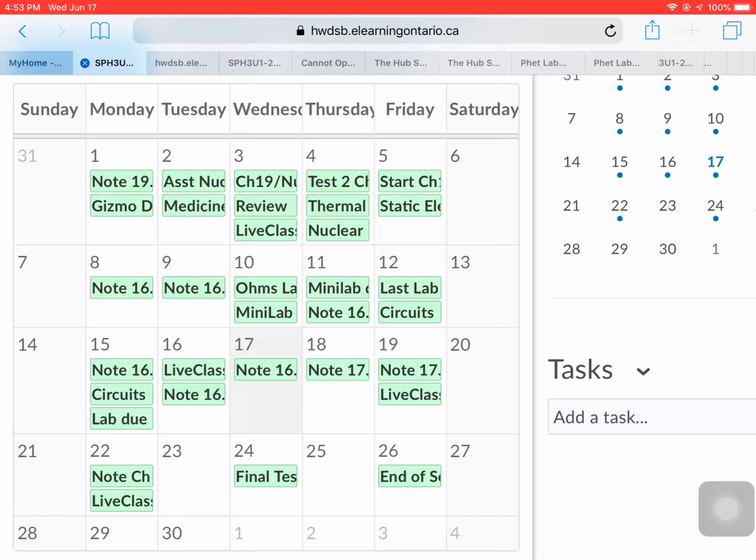Welcome back. We're in the home stretch here. We've finished chapter 16 on electricity. I'm going to spend a little bit of time over our last three notes, this one included, looking at magnetism and its relationship to electricity.